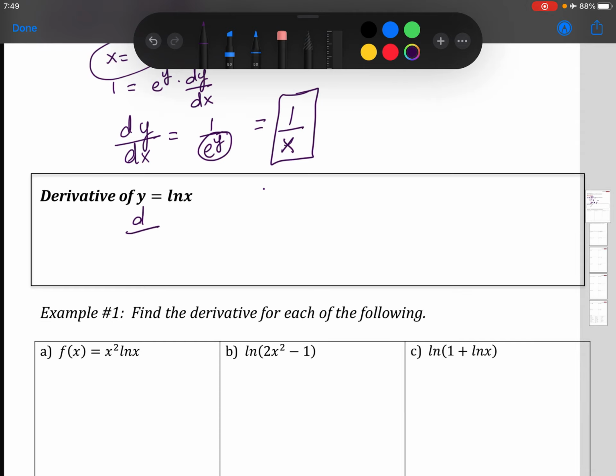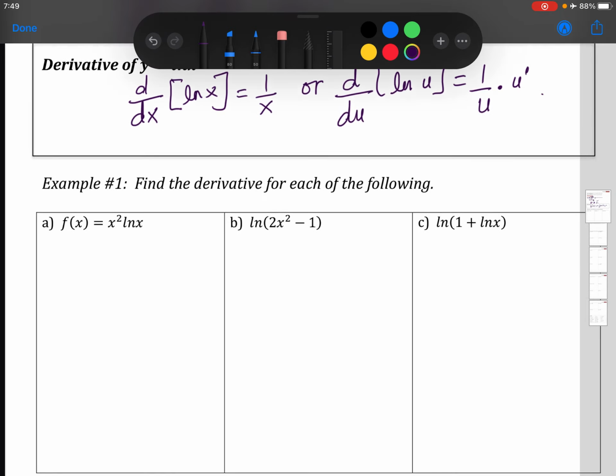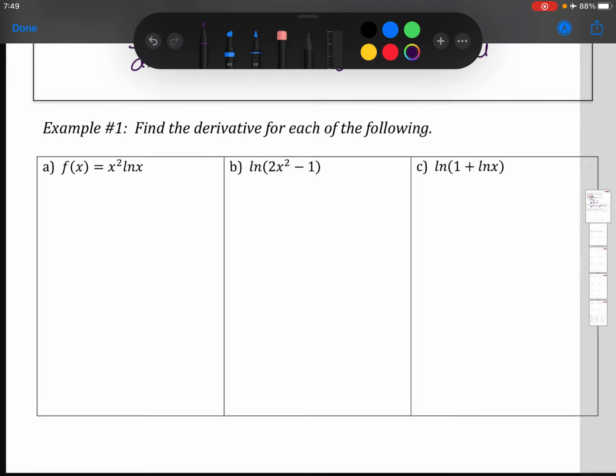The derivative of ln of x is 1 over x. And we just showed that up above. Or the derivative of ln of u, u being any function, will be 1 over u times u prime. Okay, so let's try the other questions.